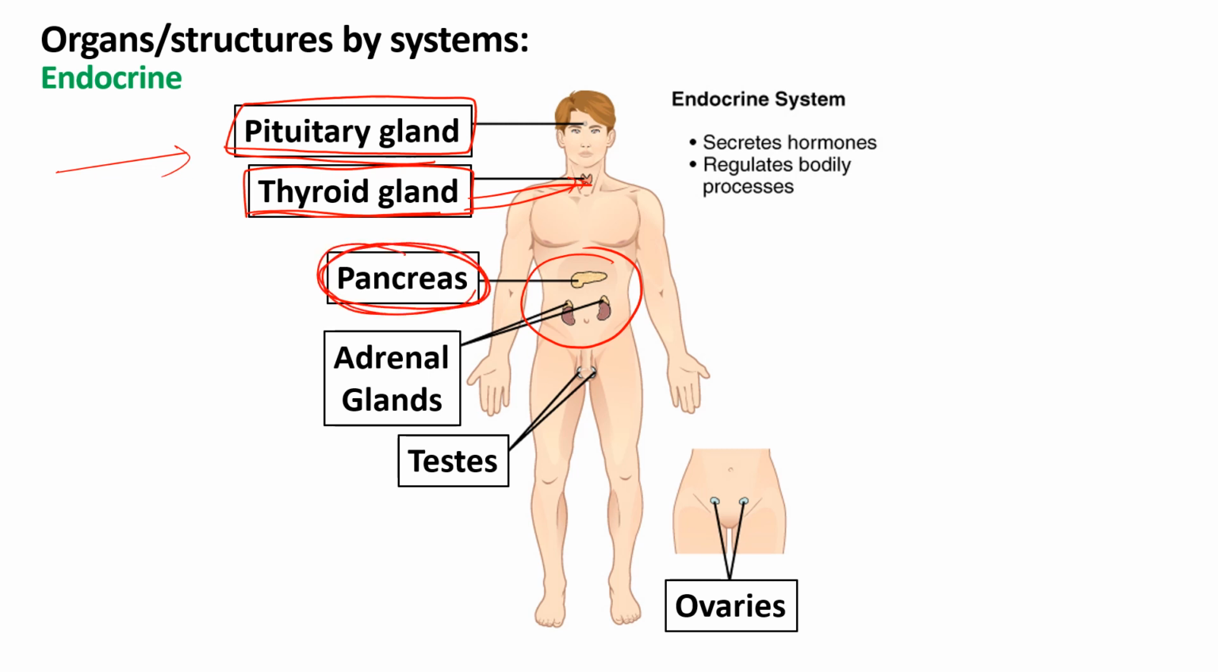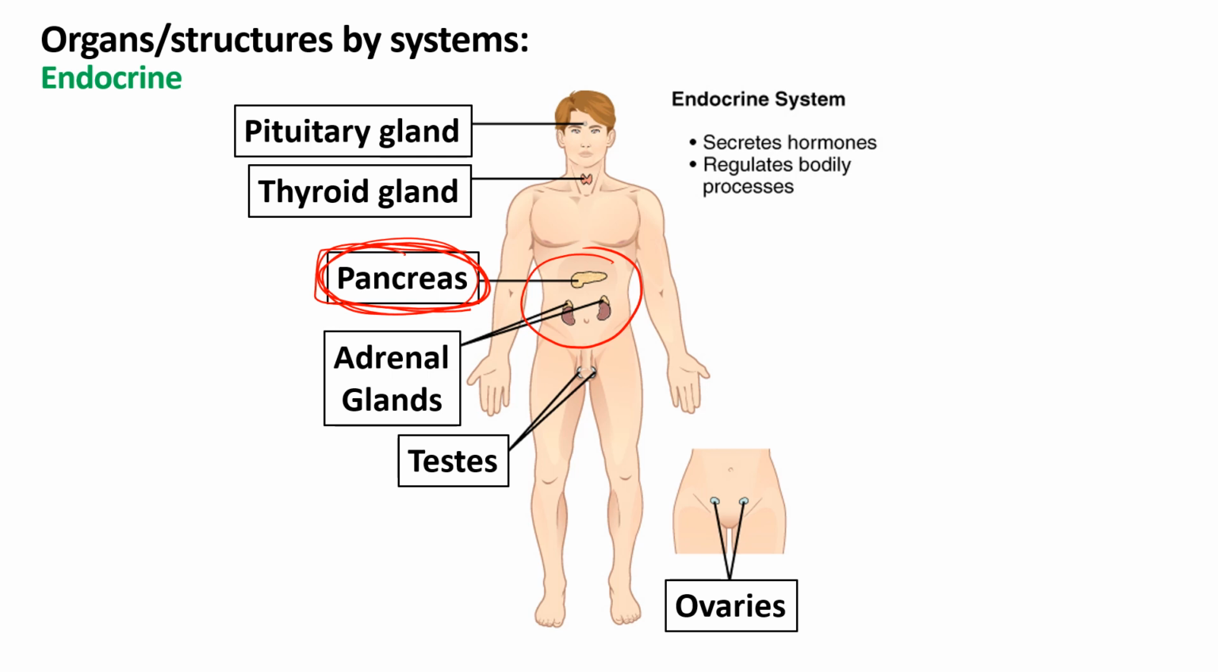This organ, the pancreas, has a double function. It belongs to the endocrine system because it's able to release hormones that regulate, for example, your sugar levels, or your glucose levels, in your blood. But this organ is also able to release pancreatic juice, which is a crucial component of the digestive system.